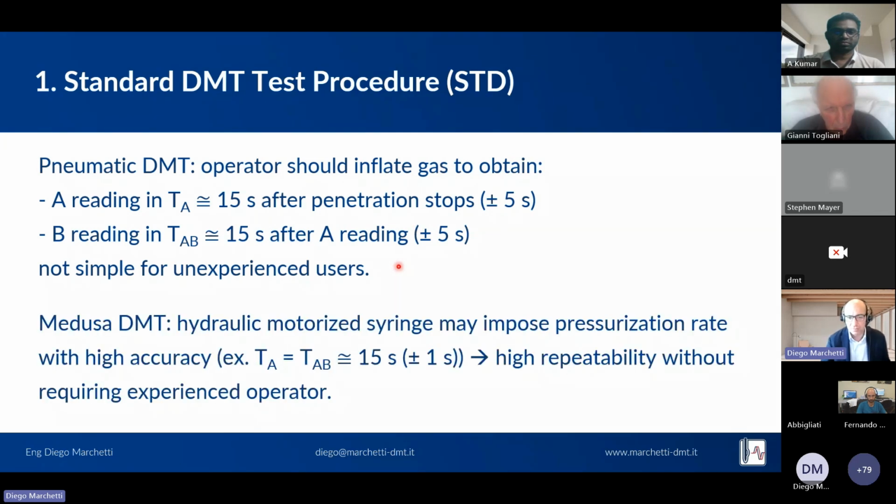inflate. The Medusa DMT is a hydraulic motorized syringe that may impose with a liquid, which is incompressible, the pressurization rate. So you can actually program the time with which the A and the B readings are inflated. So it is possible to take TA equals 15 and TAB equals 15 seconds, plus or minus 1 second in terms of accuracy. And this is very important because it creates like an ideal DMT test that was not always possible for inexperienced users and also for experienced users, I would say, eliminating any uncertainty related to the inflation rate.